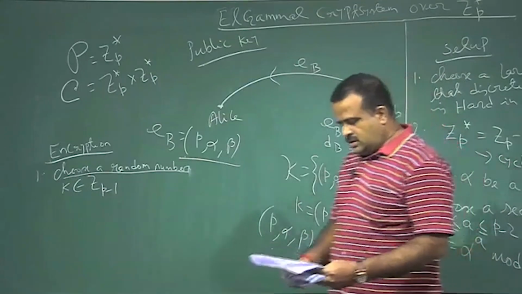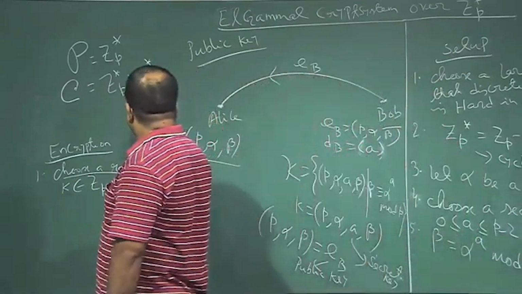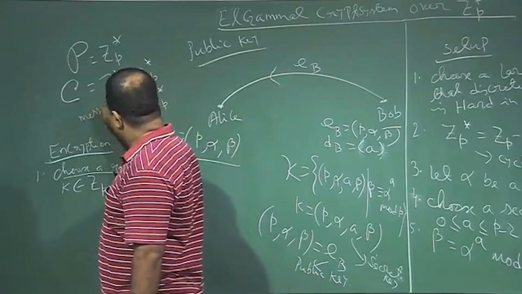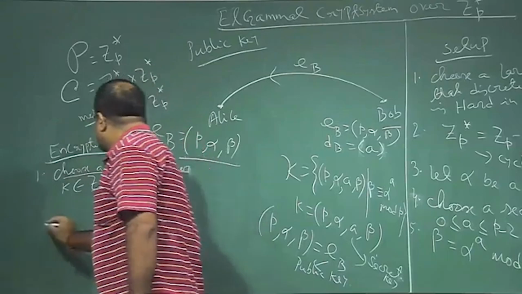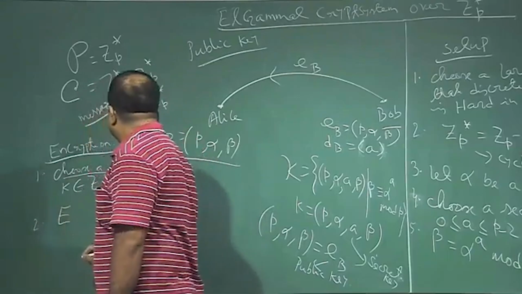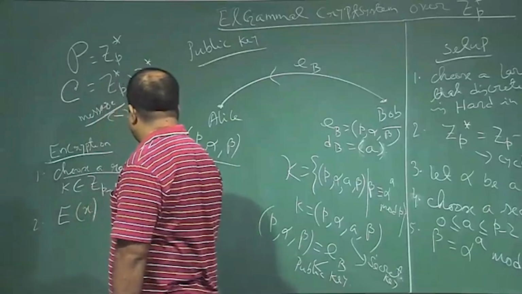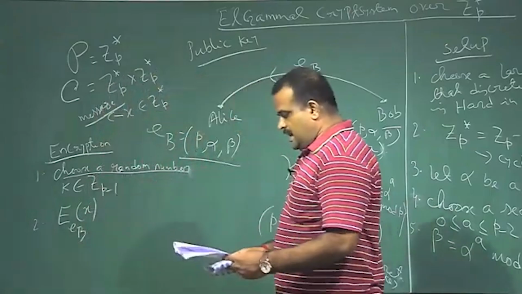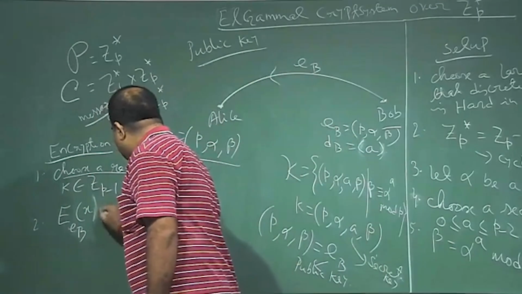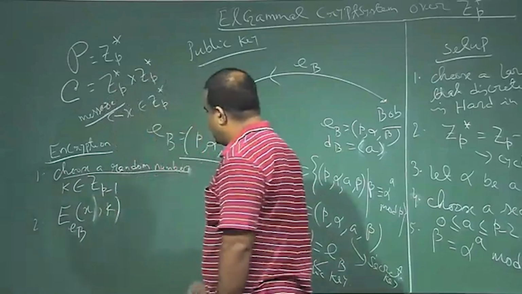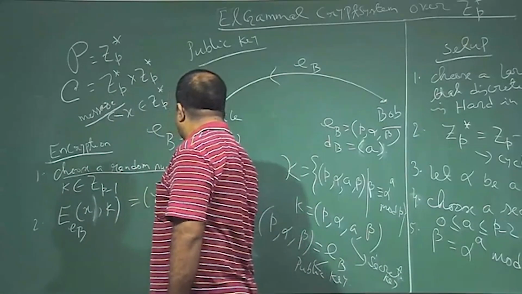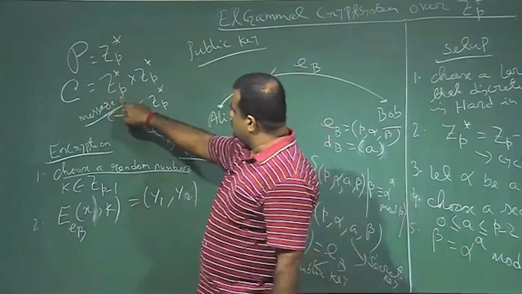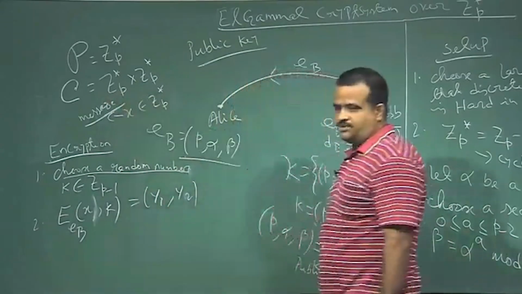Anyway, now Alice will encrypt the message X. X is coming from ZP star. This is the message. So Alice is encrypting the message using Bob's public key EB and using this k, another input that is randomly chosen. The ciphertext has two parts, Y1 and Y2. That's why the ciphertext space is the Cartesian product of ZP star cross ZP star.